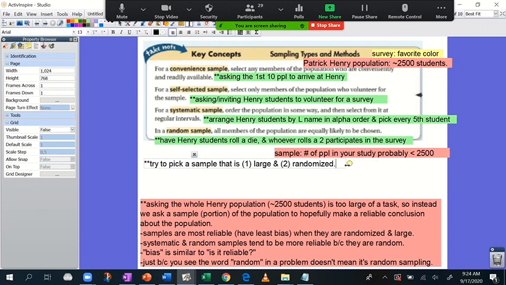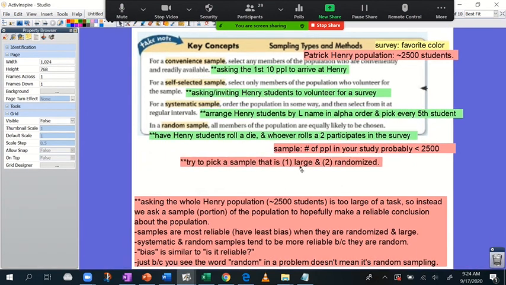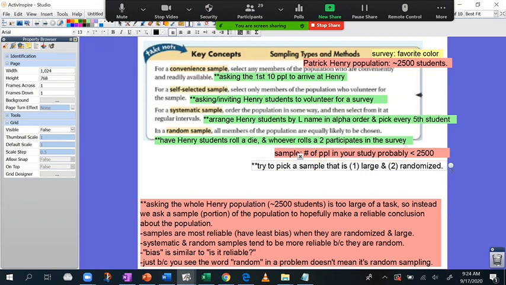Because the larger and more randomized it is, the more reliable the sample. So again, the Henry population is 2,500 students. The sample we're going to pick is probably less than 2,500 students, because who has the time to ask 2,500 students? And we want to try to pick a sample that's large and randomized.